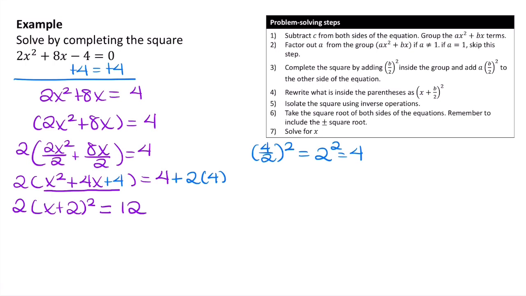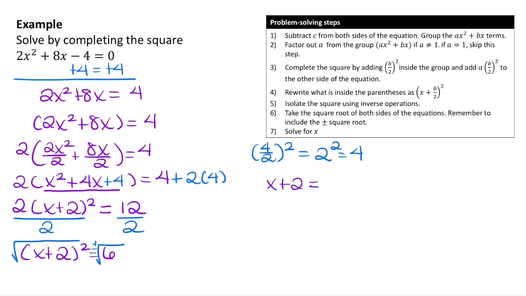The square term's not isolated because it has a 2 in front of it, so I'm going to start off by dividing both sides by 2. So that is going to give me x plus 2 squared equals 6. Well, now that I have that, I can solve by taking the square root of both sides, right? Remember the plus or minus. So that is going to give me x plus 2 equals plus or minus the square root of 6.